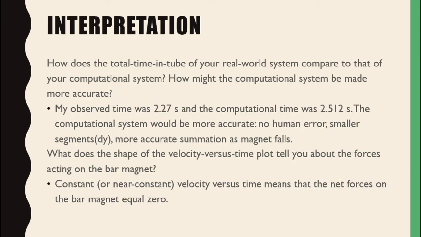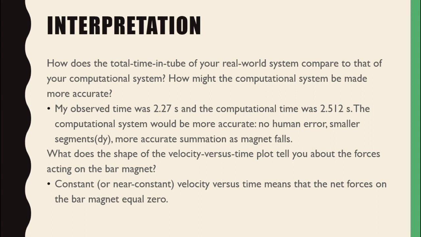So how does the total time in the tube of my real-world system compare to that of the computational system, and why might the computational system be more accurate? My observed time was 2.27 seconds, and the computational time was 2.51 seconds. So the computational system might be a little bit more accurate. There's no human error, smaller segments, and more accurate summation as the magnet falls, versus the real-world scenario. However, the mu of our magnet could be slightly off in the computational system. So you would have to use another computational system to get that mu value closer to more accurate.